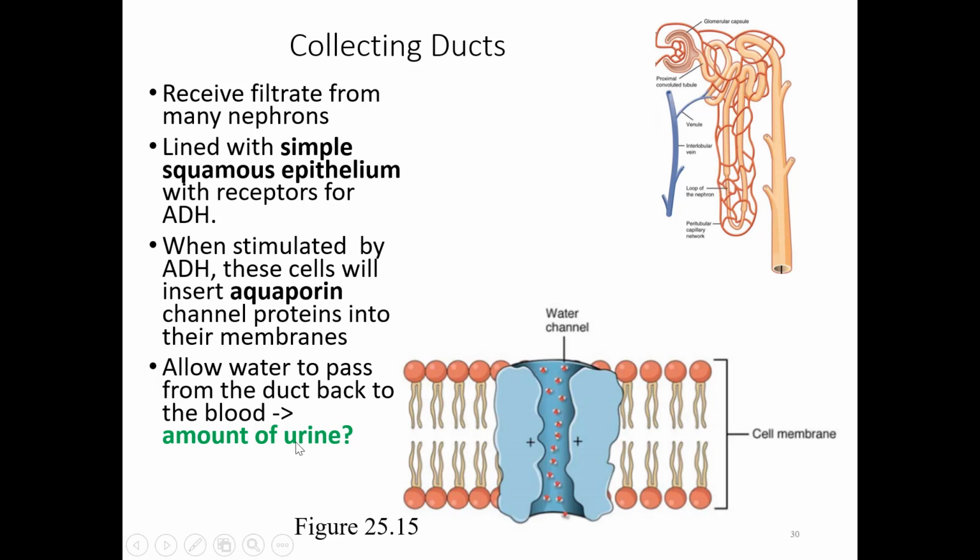What does it do with the amount of urine? Think for a second. That will reduce the amount of urine. So when we have antidiuretic hormone, aquaporins are open and some amount of water is reabsorbed, that decreases the amount of urine and makes it more thick like that. It's not diluted, it's a thick urine.